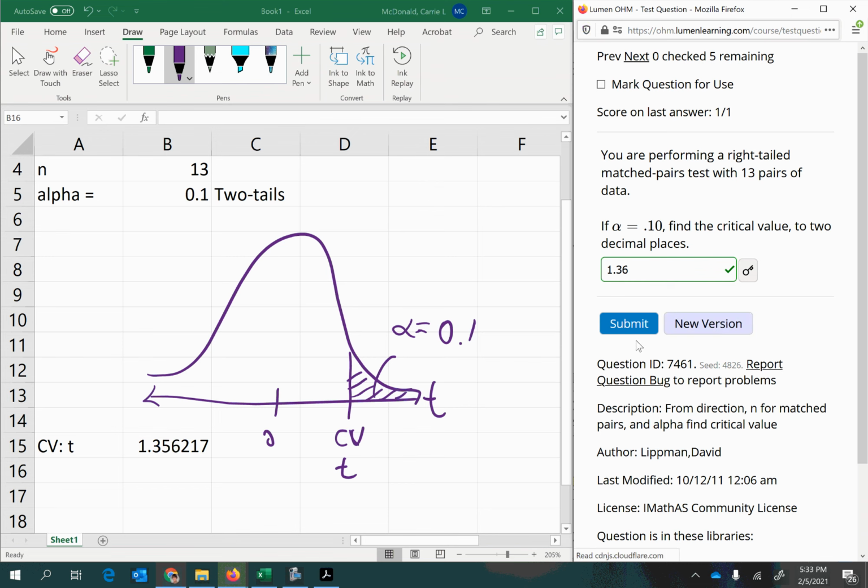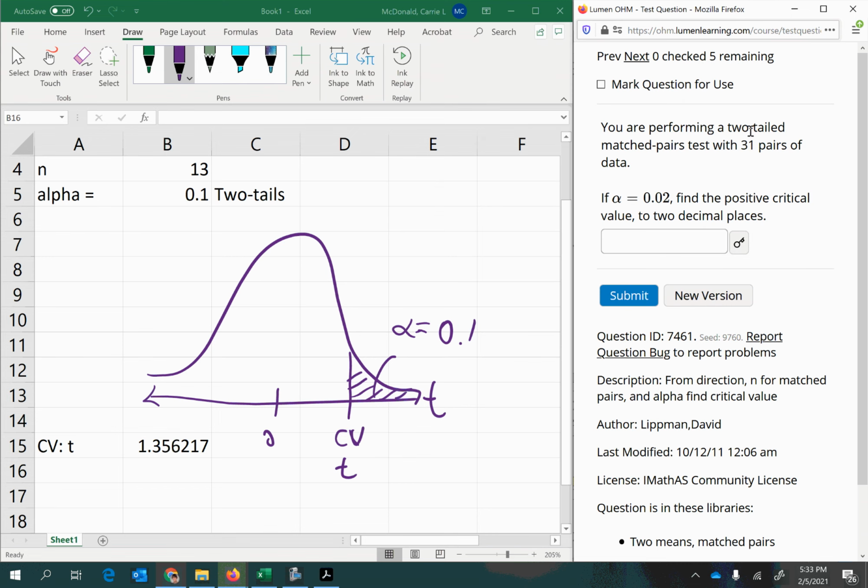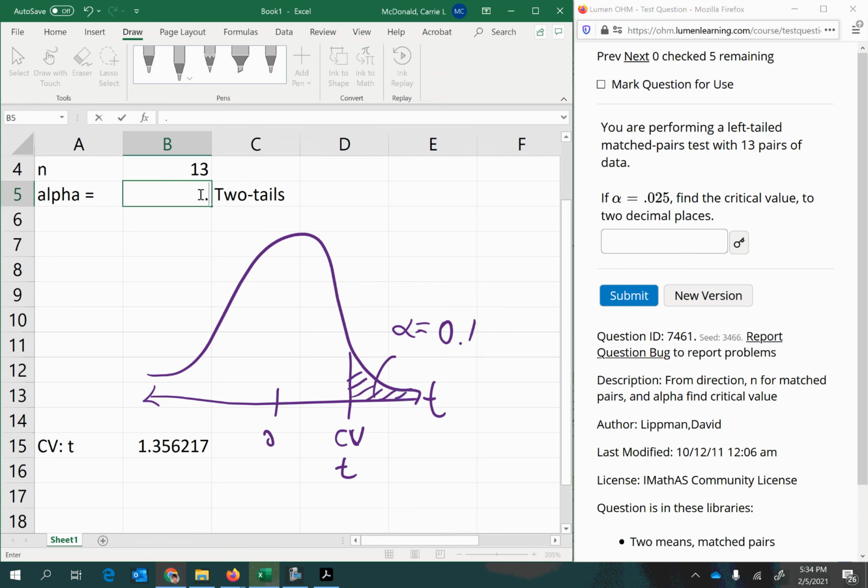Okay, shall we do another one? This time it says two-tailed. Let's try another. Two-tailed, two-tailed. I'm looking for one that's left-tailed. Okay, here we go. Here's a left-tailed test, right? And we can see that the number of pairs is 13 again. Alpha is 0.025, so let's change that.